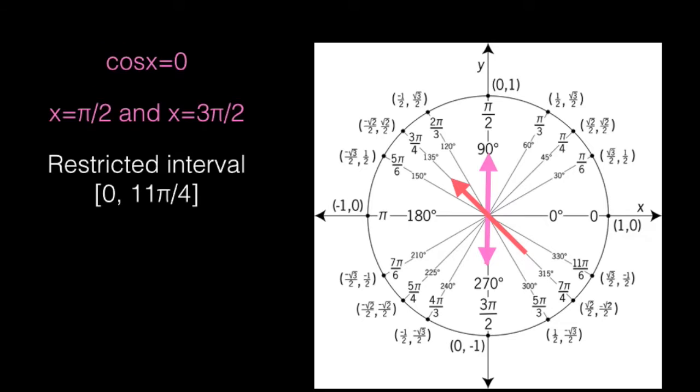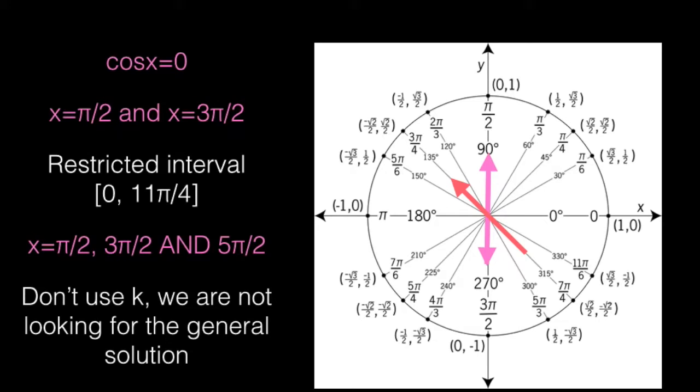So if we go on this interval, we get 3 values of x that make cosine x equal to 0: pi over 2, 3 pi over 2, and 5 pi over 2. You might be tempted to say that 7 pi over 2 also makes cosine x equal to 0. That is true, but we're on an interval up to 11 pi over 4. 7 pi over 2 is not on the interval of 11 pi over 4, so we do not include that in our solution.